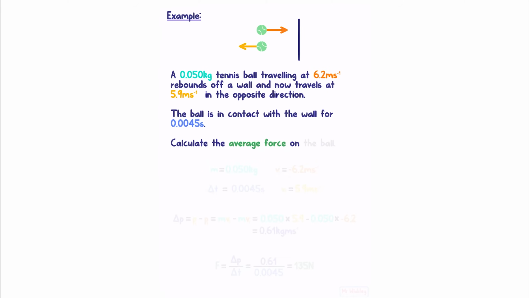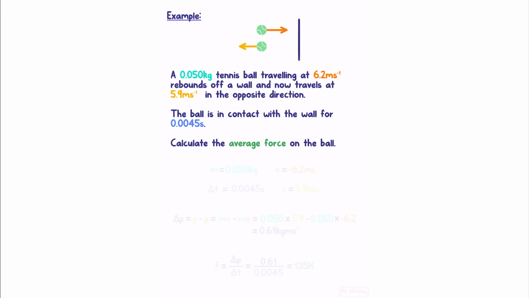Let's now use this in an example. A 0.050 kilogram tennis ball traveling at 6.2 meters per second rebounds off a wall and now travels at 5.9 meters per second in the opposite direction. The ball is in contact with the wall for 0.0045 seconds. Calculate the average force on the ball.